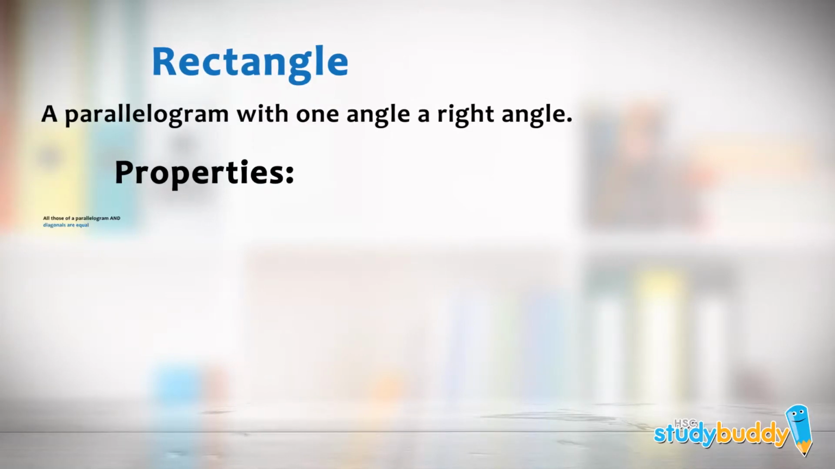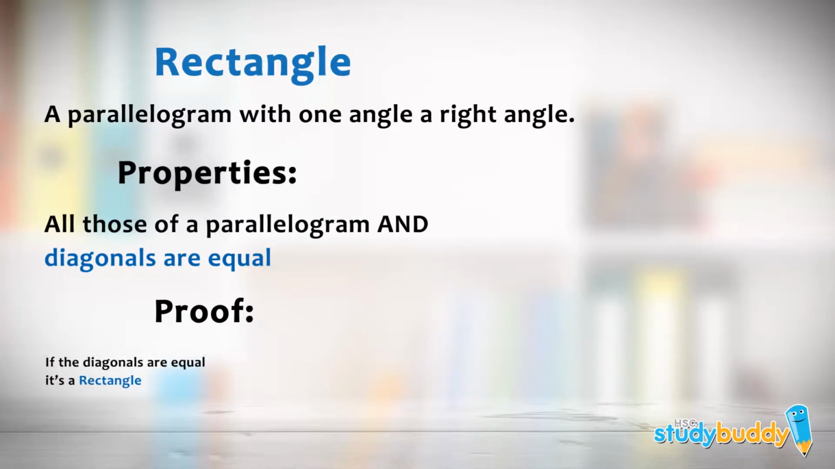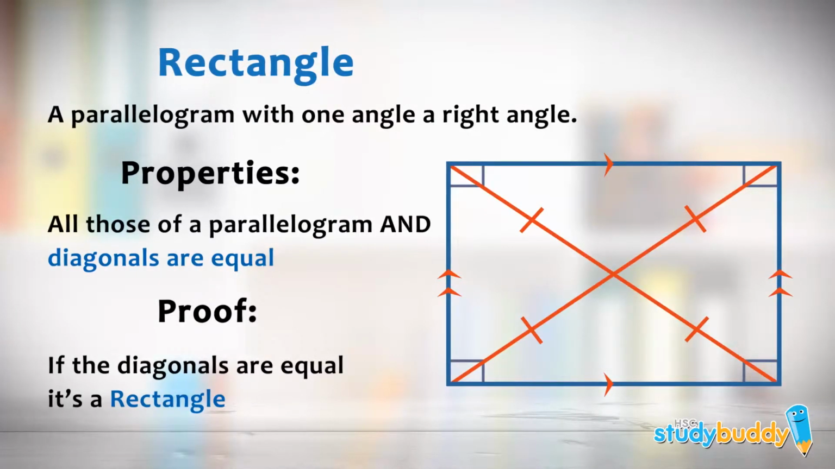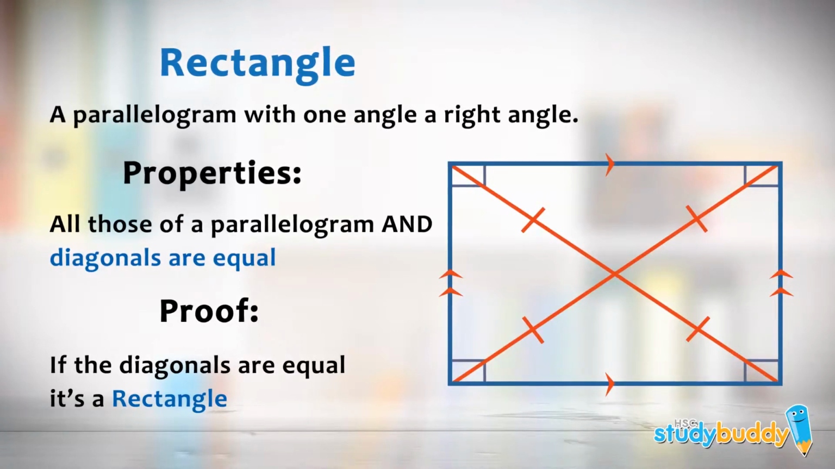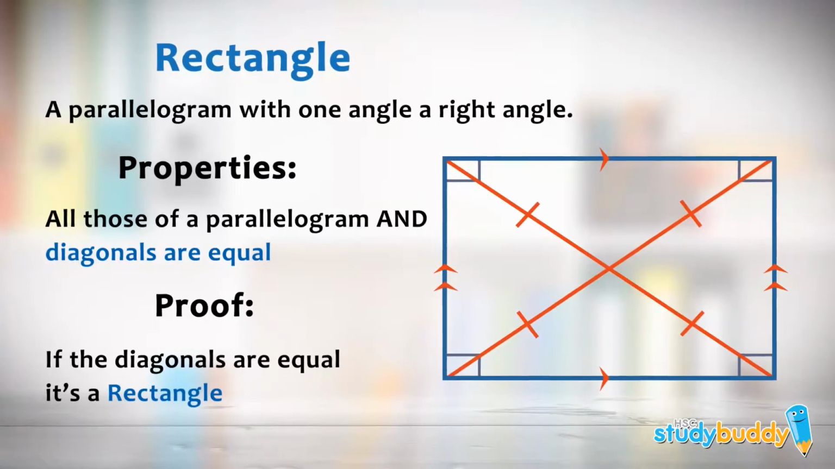Now we'll look at a rectangle. So these shapes can quickly build on from one another, mostly falling back to that parallelogram. So a rectangle can be thought of in terms of a parallelogram with one angle, a right angle. So its properties include all of those of the parallelogram, and in addition, its diagonals are equal.